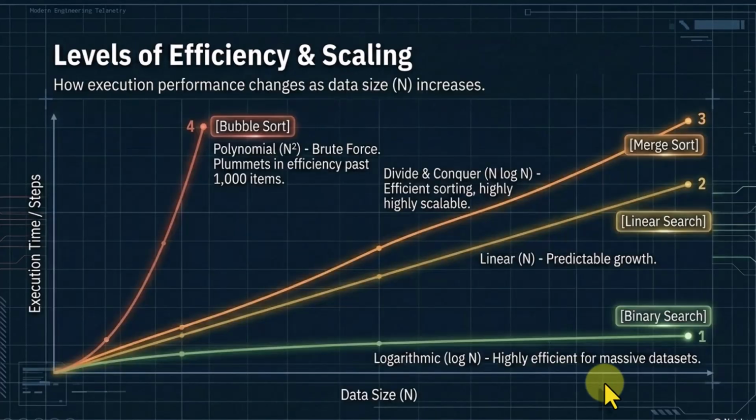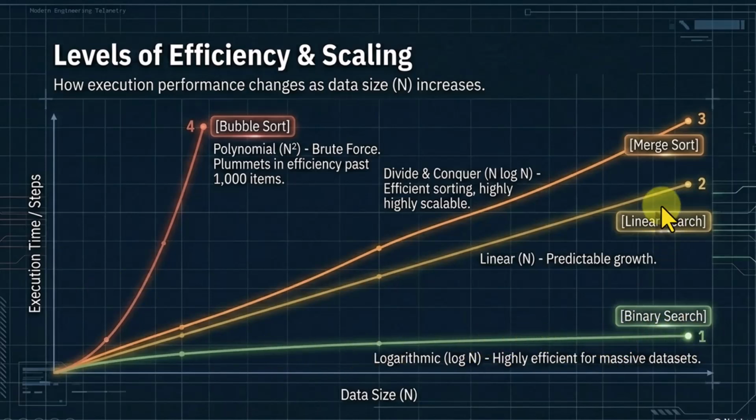See, levels of efficiency, the algorithms that we have studied yet. For example, we studied binary search. Binary search was from the level log n, big O of log n, logarithmic. So this is highly efficient for massive data sets. See how much the data size is increasing; the number of executions or the steps are not increasing that fast. So this is very good.